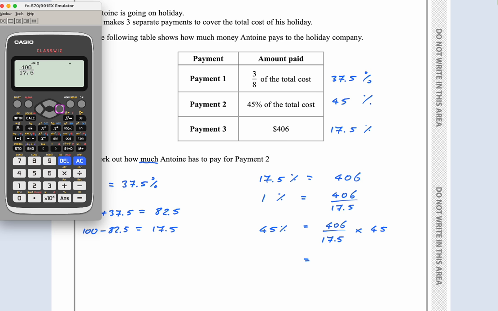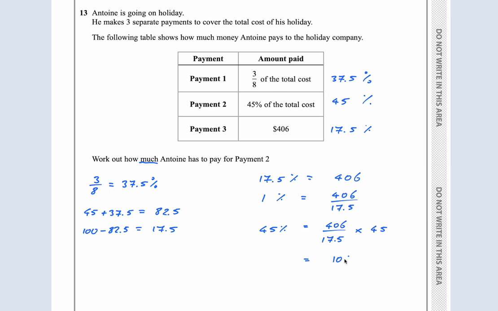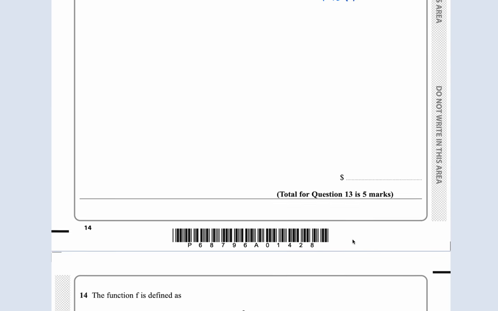The times 45 has to be outside, so times 45 is 1044, and that's in dollars. $1044. Okay, question 14.